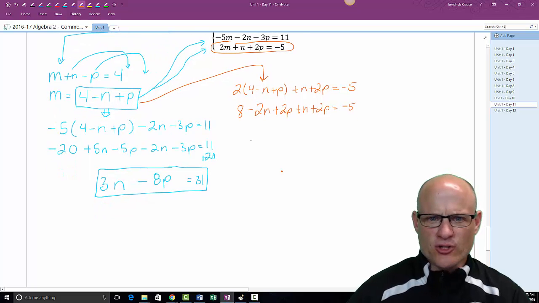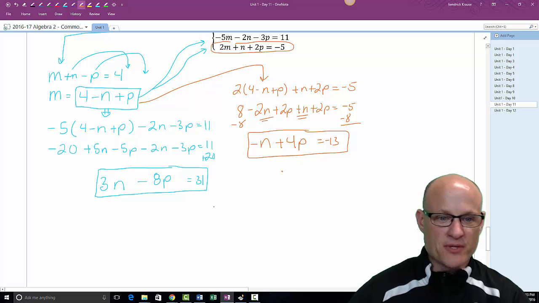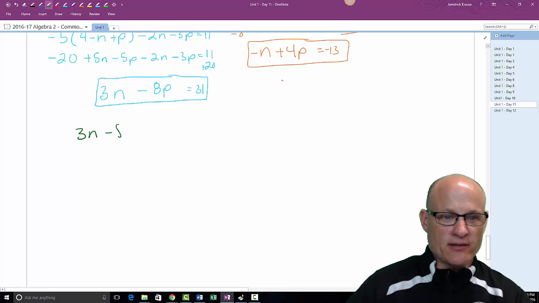Okay, so I'm going to bring this 8 over. So that's negative 13 on this side. That's weird again. I've got negative n plus 4p. There's my second equation. I just combined the 2n and n's and the p's. Okay, so now I'm going to put these on top of each other and use elimination method. So let's use green. So 3n minus 8p equals 31. Negative n plus 4p equals negative 13.